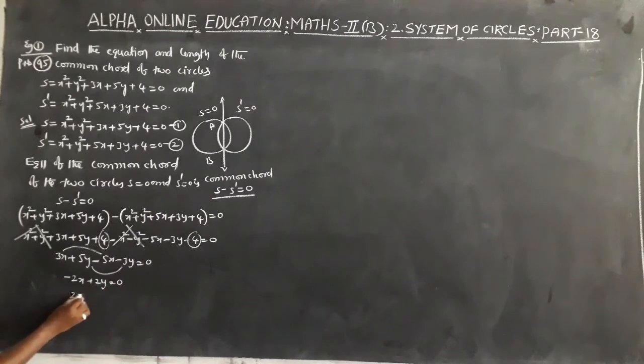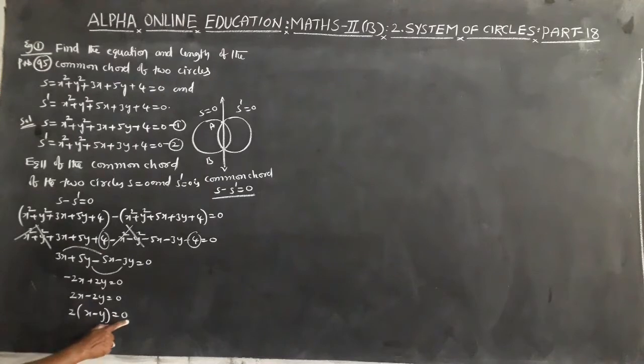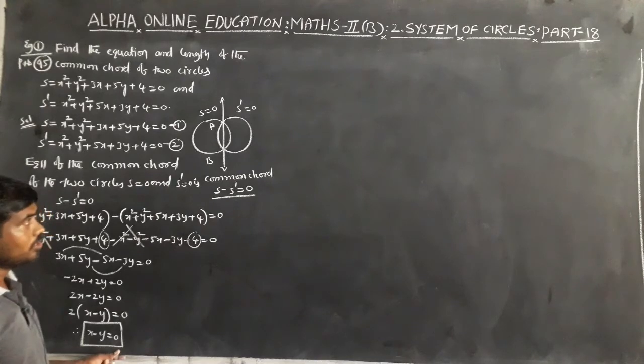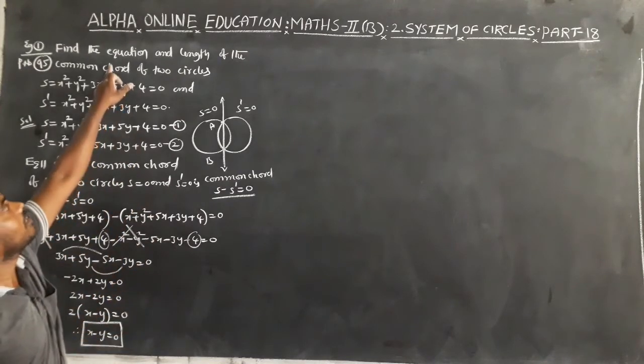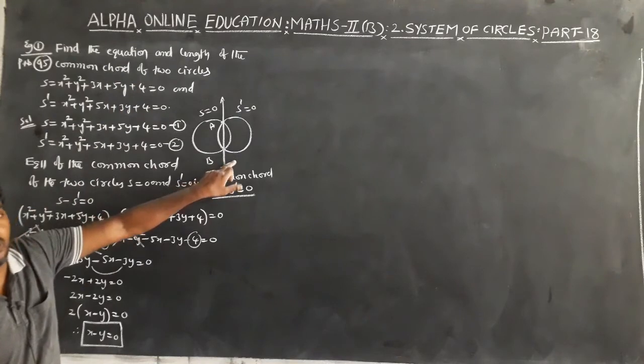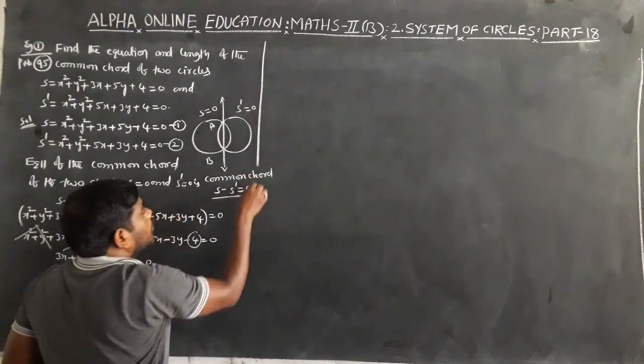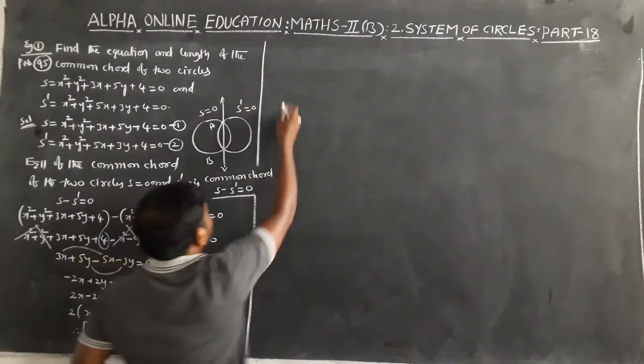Multiply with minus: 2x minus 2y is equal to 0. 2 common, x minus y is equal to 0. Taking to right side, 0 by 2, 0. Therefore, x minus y is equal to 0. X minus y is equal to 0 is the equation of the common chord of the two given circles.